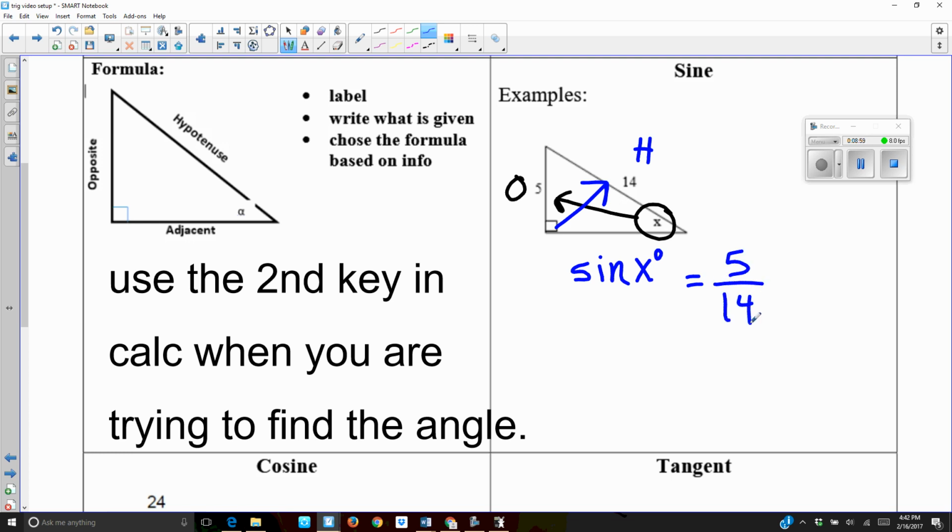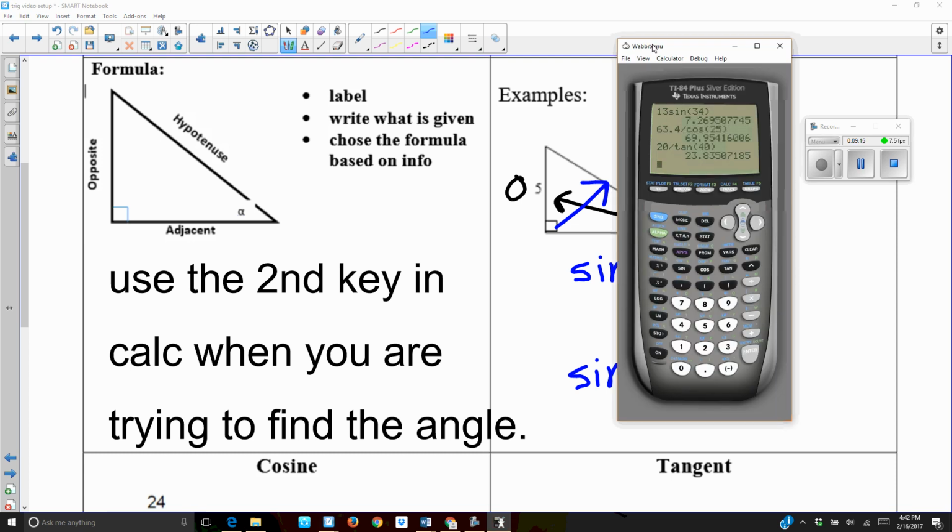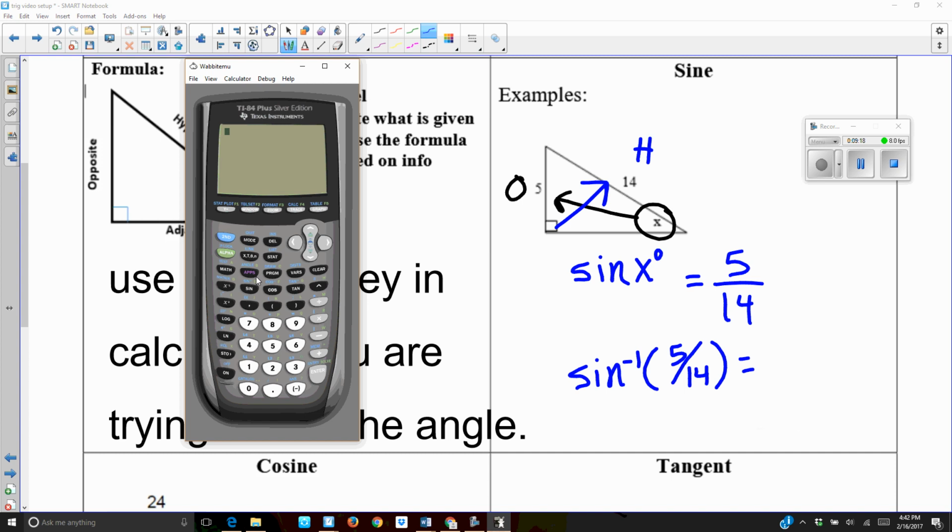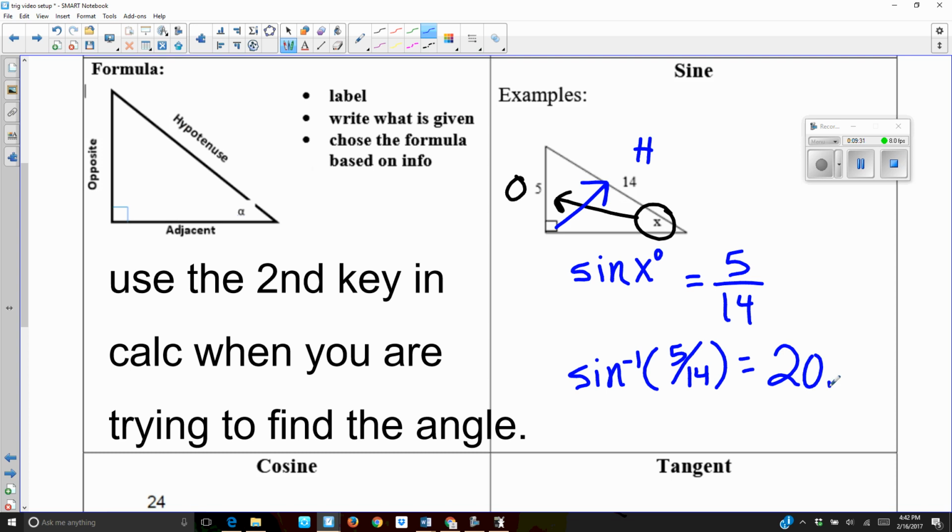This time cross multiplication doesn't get us anywhere. So that's why we're going to hit the second key. I'll do it on the calculator here in a second. And ultimately, it looks like this. Second sine 5 divided by 14. So about 20.9 degrees. So that is angle x.